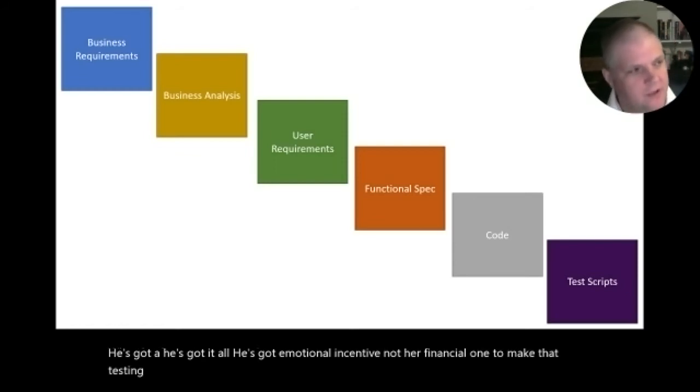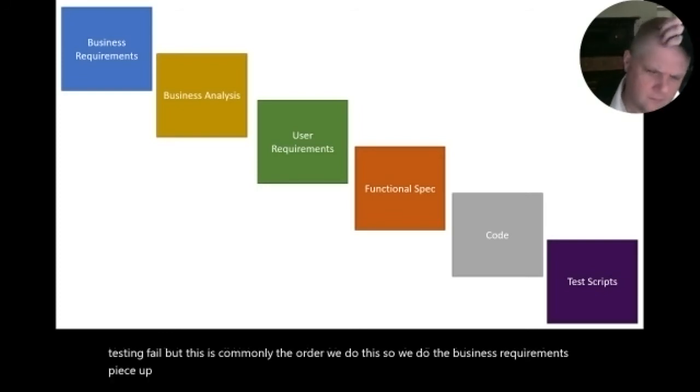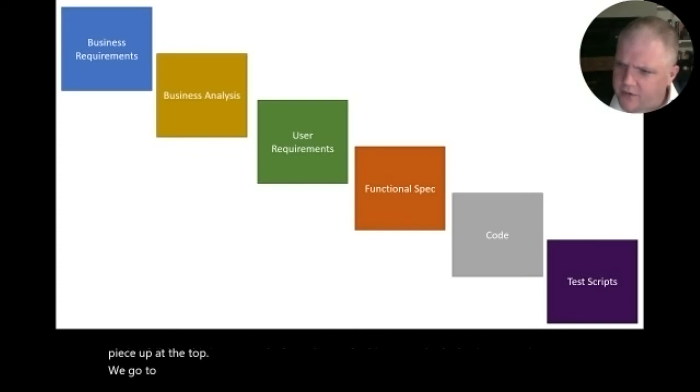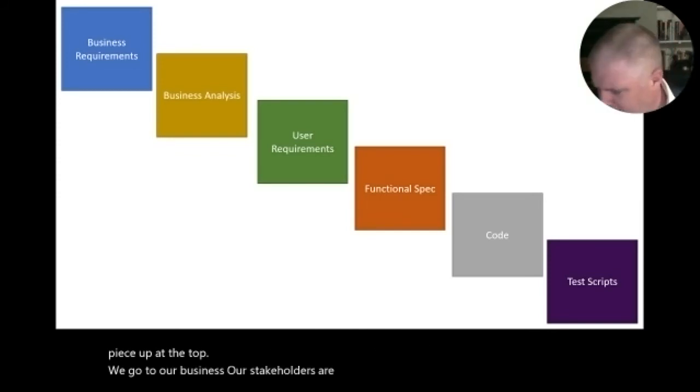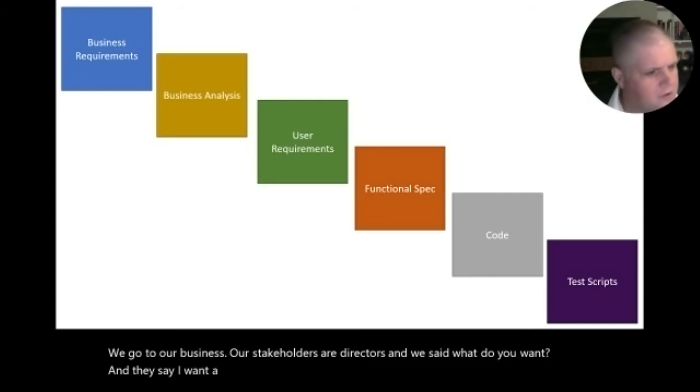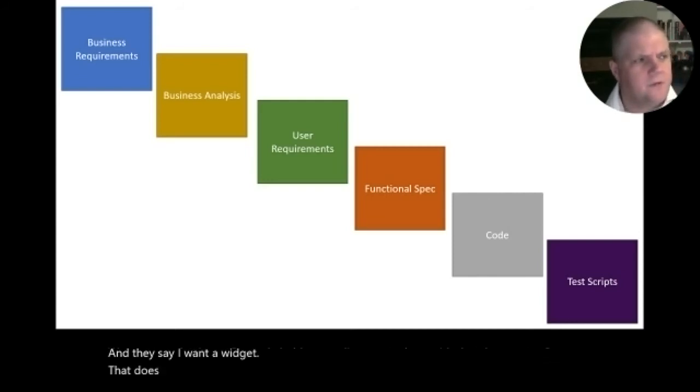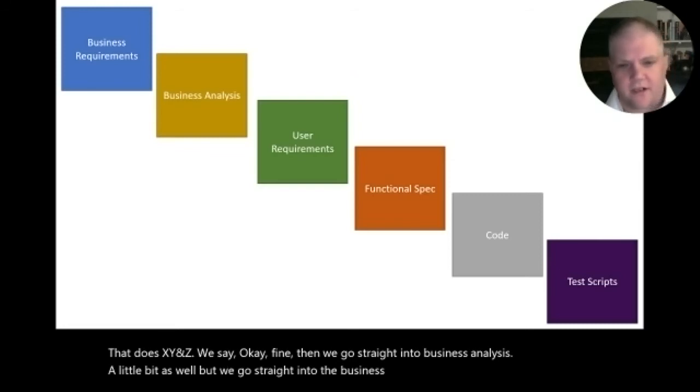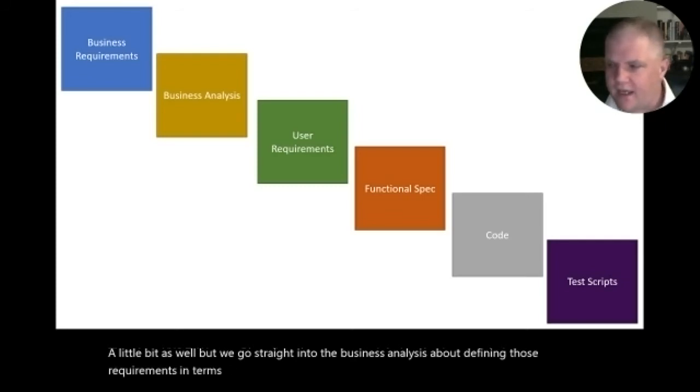This is commonly the order we do this. So we do the business requirements piece up the top. We go to our business, our stakeholders, our directors, and we say, what do you want? And they say, I want a widget that does X, Y, and Z. And we say, okay, fine. Then we go straight into business analysis. I'm going to talk about that in a little bit as well, but we go straight into the business analysis about defining those requirements in terms of process outcomes and business outcomes.